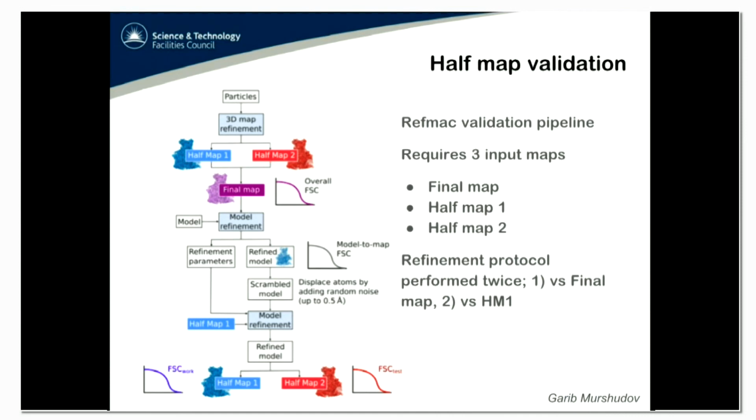So what we do is we perform the normal refinement on your whole map. Then you also input your two half maps from your reconstruction.